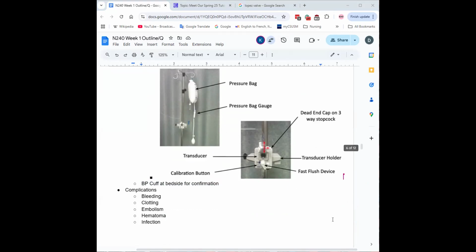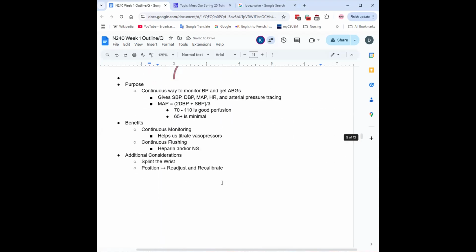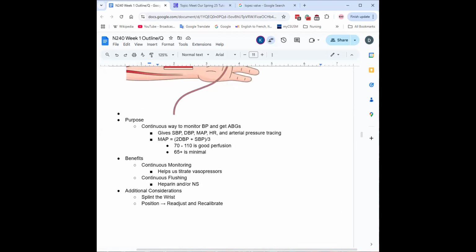Okay. And then keep in mind, when it comes to the BP cuff, are you going to want to place it on the same arm that the A line's at? No, you're not going to do that. So avoid having the cuff on the same arm as the A line. That's pretty much it. Anything else you want to add, Caitlin?